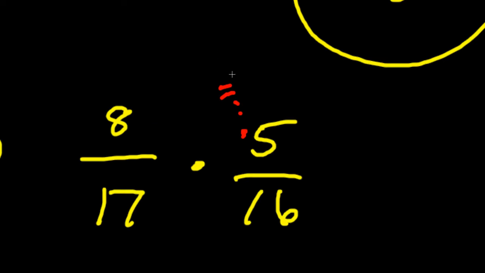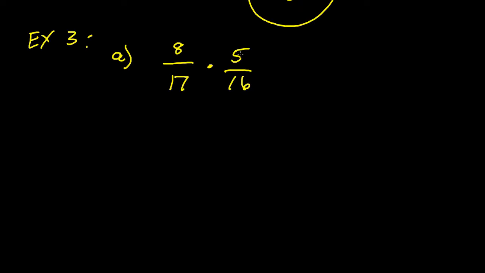5 and 17, oh, what have I done? Hang on a minute. 5 and 17 are what we call relatively prime. All right. Can't cross cancel anything here, but 8 and 16, yeah, we can do some surgery there. All right. So let me erase this and try again.